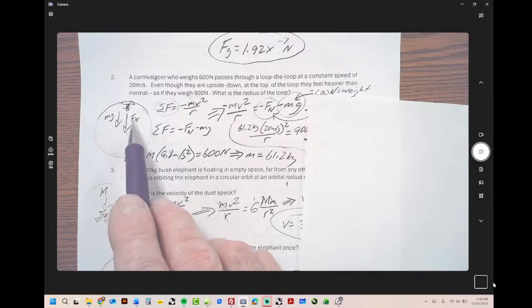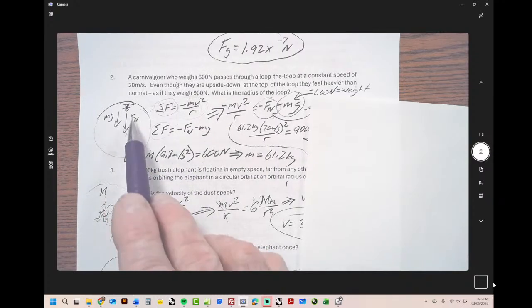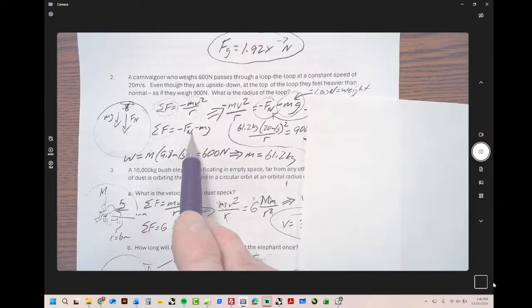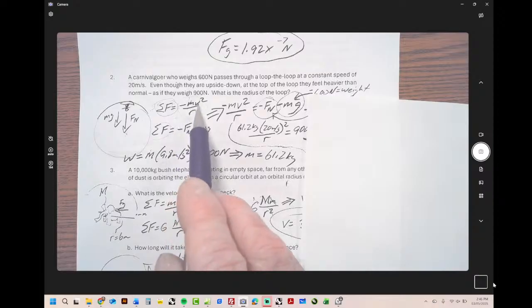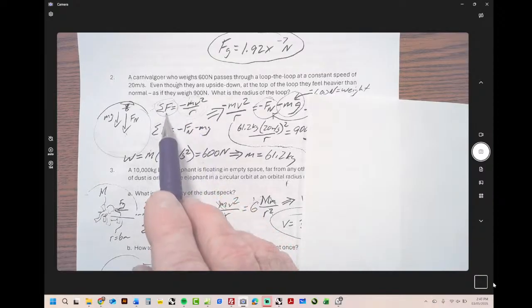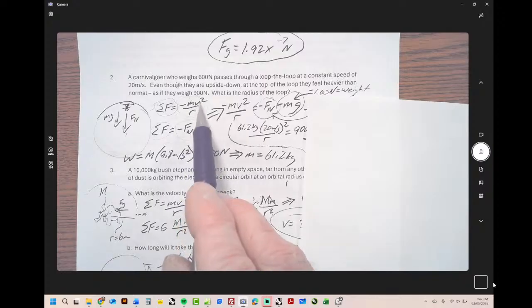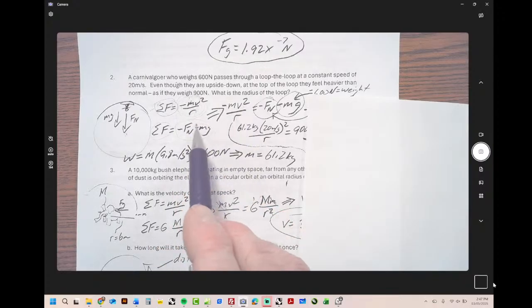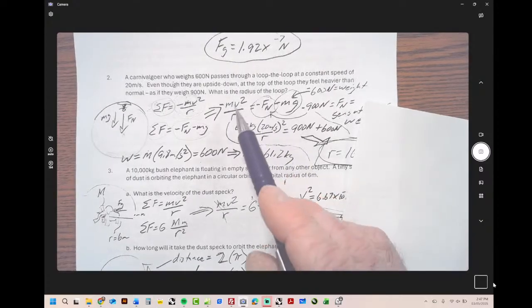mg, the weight, is always downward, whether you're at the top or the bottom. But at the top, both the normal force and weight are negative. So here's the net force expressed one way, here's the net force expressed the other way. Now I just set them equal. I take this and put it here, take this, put it there, and that's my basic equation.